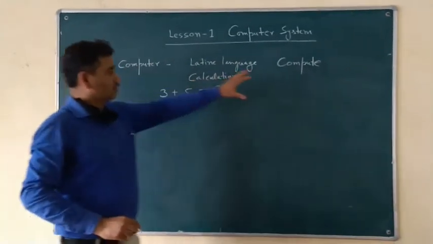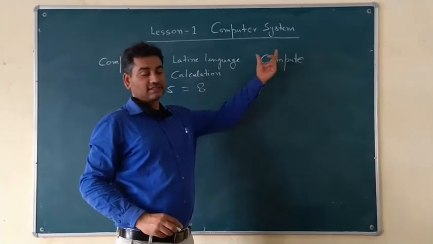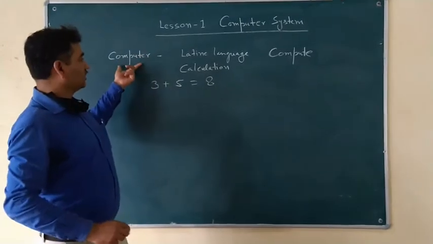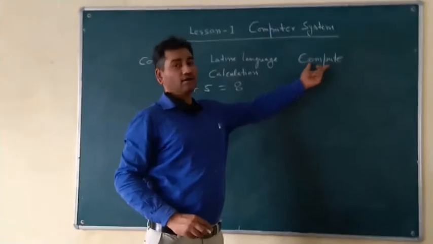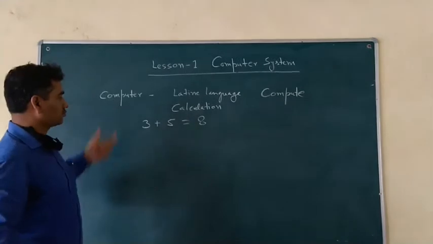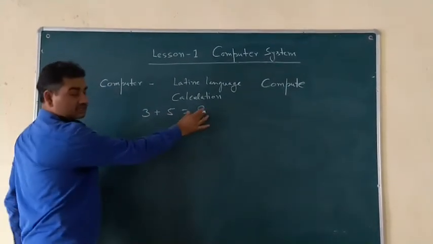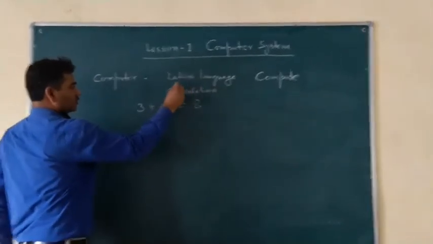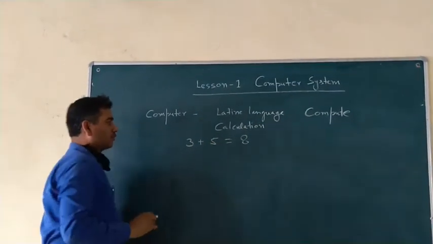So the device that performs computation, or that computes something, is called a computer. So this word came from the word compute. Compute is a word of Latin language. So this is the computation. In other words, it is called calculation.